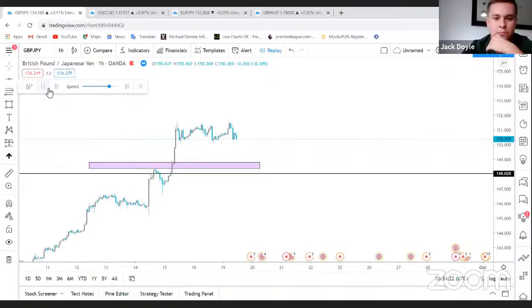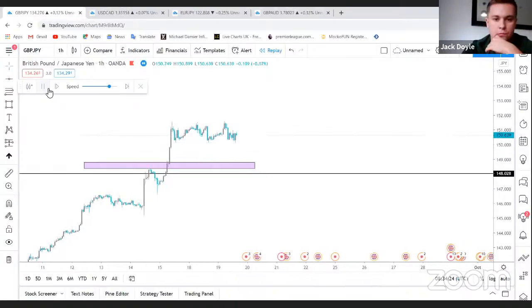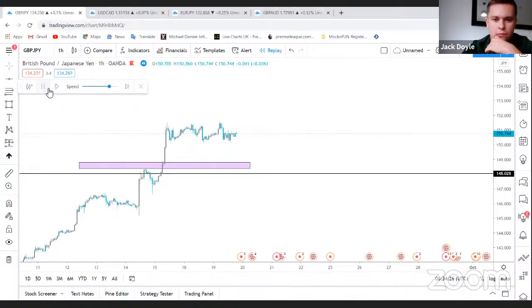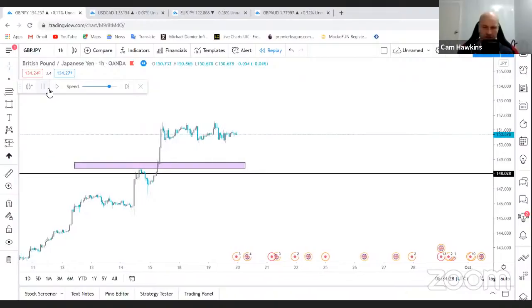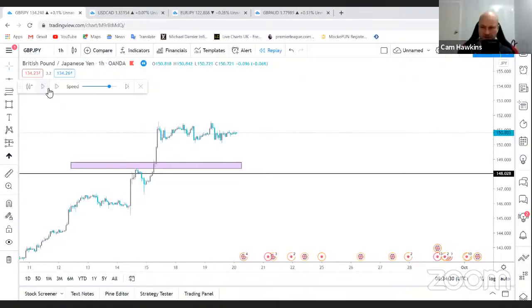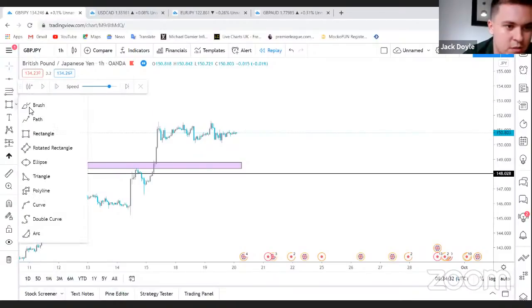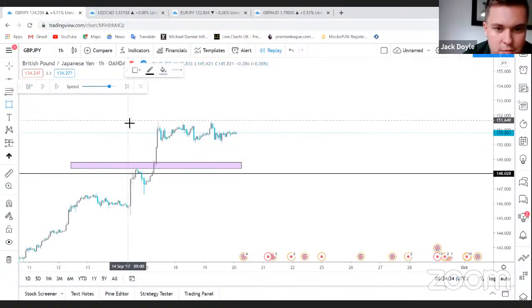Right, here we go. So you were looking for it to come back into that zone, and then you're gonna. Yeah, well, it looks like it's starting to range. It looks like it's starting to range now.